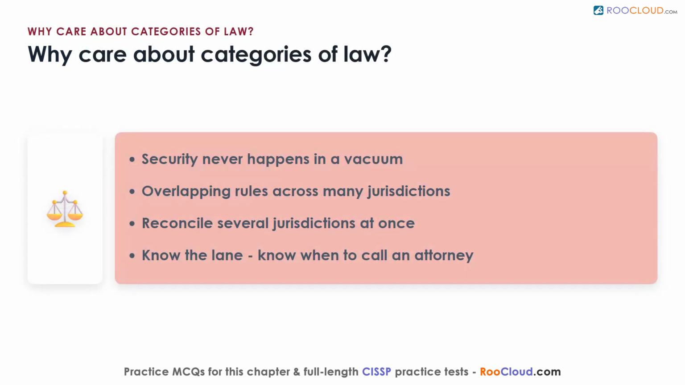Why should you care about categories of law at all? Because security work does not happen in a vacuum. Governments at every level pass overlapping rules that touch your systems. As a professional, you have to reconcile the demands of several jurisdictions at once. For a company that operates in many countries, that web gets even denser. So you do not need to be an attorney, but you do need to recognize which type of law you are dealing with and when to call someone who is.